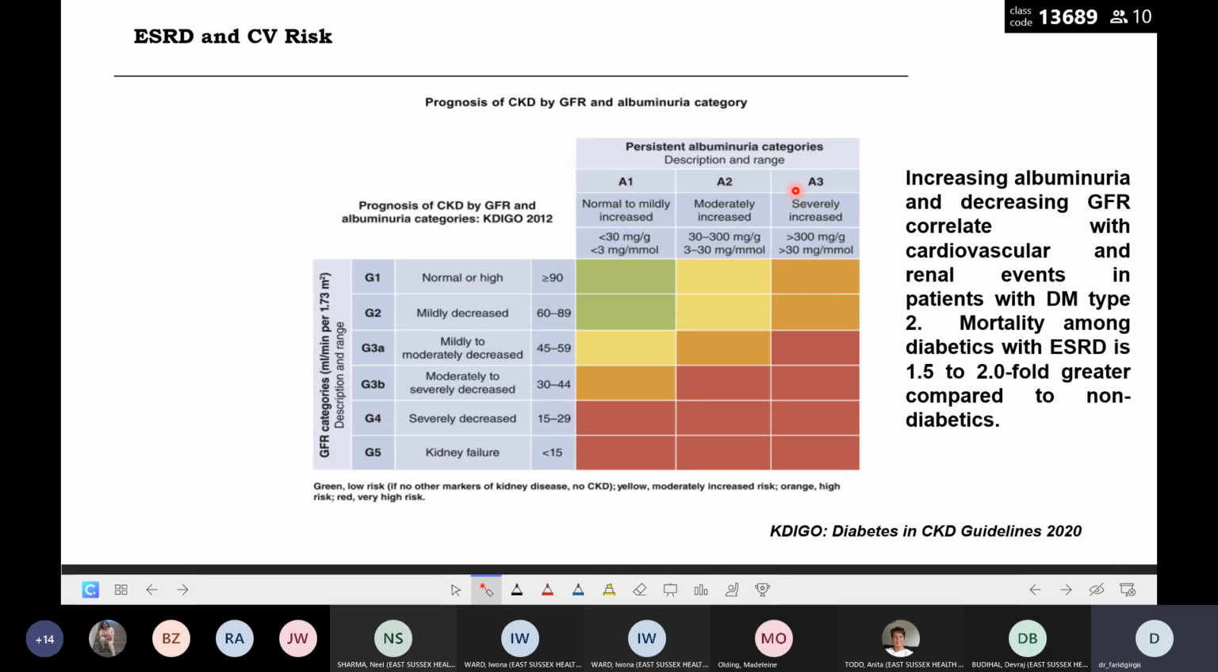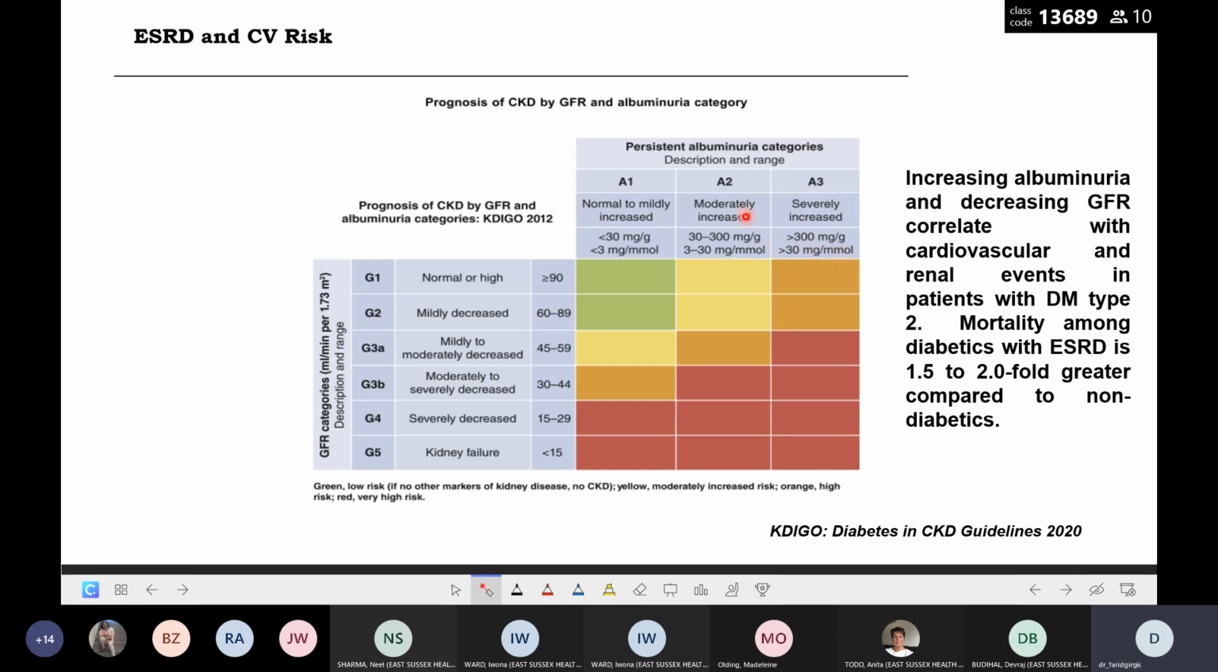A1, A2, A3. So A1 patients have normal or mildly increased proteinuria, okay, less than 30 milligram per gram; moderately increased is 30 to 300; and severely increased is more than 30 milligram per millimole or 300 milligram per gram.